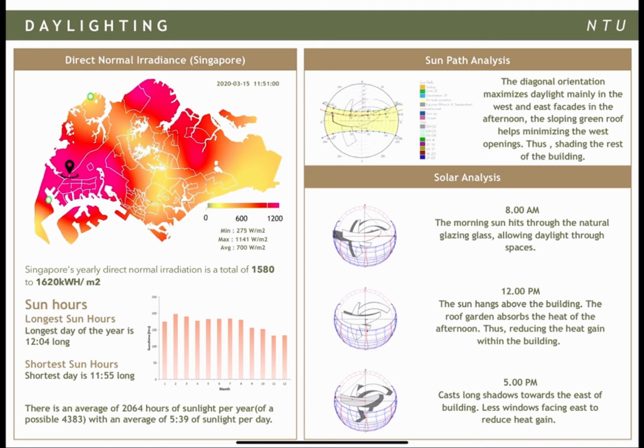For the solar analysis, at 8 a.m., the morning sun hits through the natural glazing glass, allowing daylighting through the spaces. At 12 p.m., the sun hangs above the building. The roof garden absorbs the heat of the afternoon, thus reducing heat gains within the building. At 5 p.m., the shadow casts toward the east of the building. It lacks windows facing east to reduce heat gains.